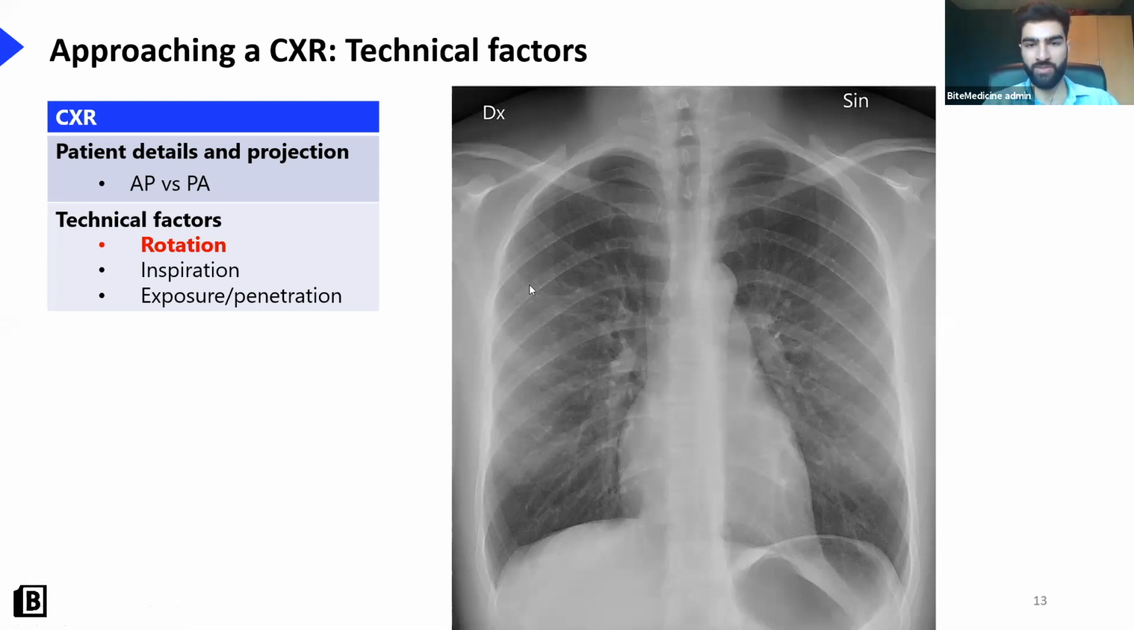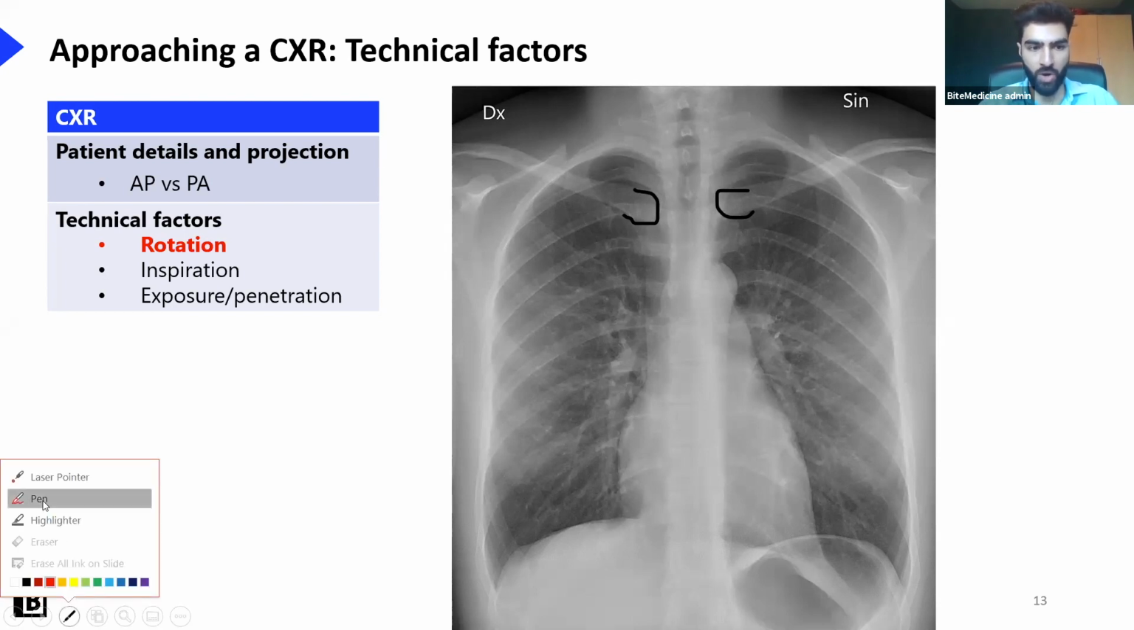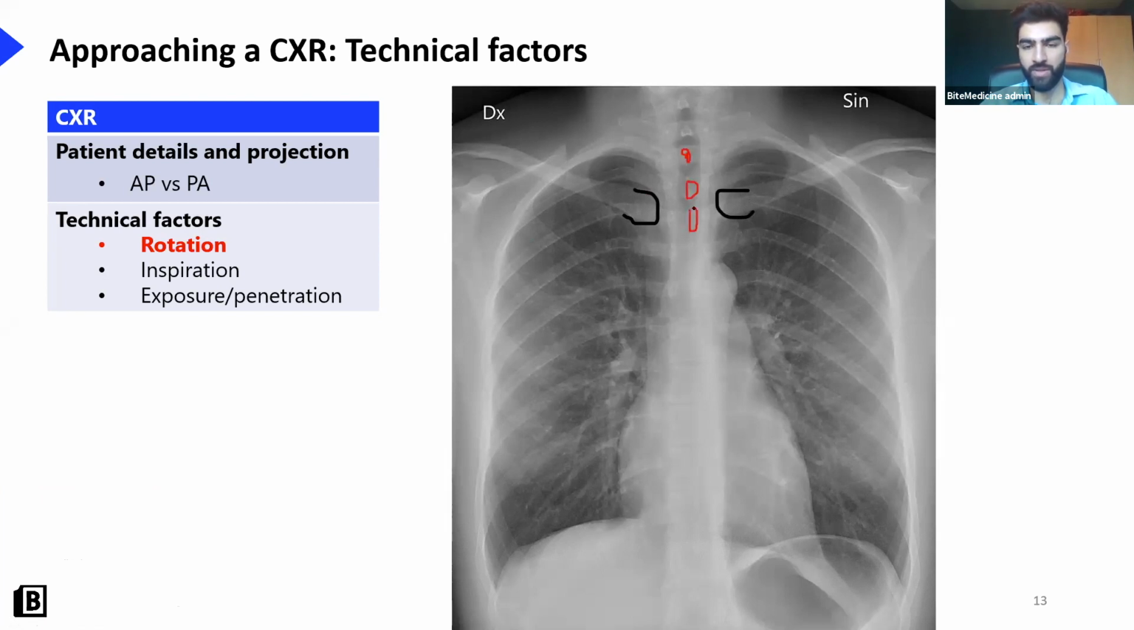Good, clavicles, very good. I've done a bit of a rubbish drawing here, but these are the medial heads of the clavicles. And what lies in the middle of those are these spinous processes here. The spinous processes should lie completely in the middle of this distance between the clavicular heads, okay? So the spinous processes must lie in the middle of the clavicular heads.